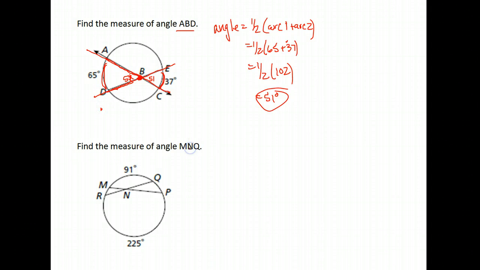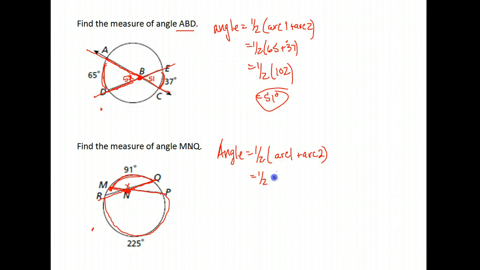Next, find the measure of angle MNQ. Okay, so let's figure out where that angle is. Here's M, down to N, out to Q. So here's our angle right here, this opening. So let's look at what arcs it creates. Well, it creates an arc here on this side, and then across from it on the other side, it creates this large arc here. Okay, notice again, the vertex is inside the circle, not on the edge, so we know we have to work with two arcs, and we use the formula that the angle is equal to half of the arcs added together.